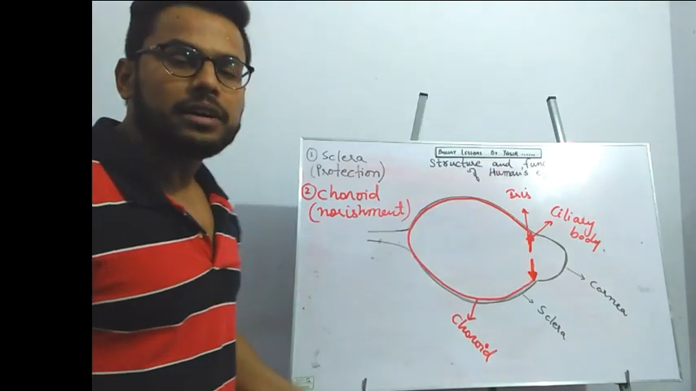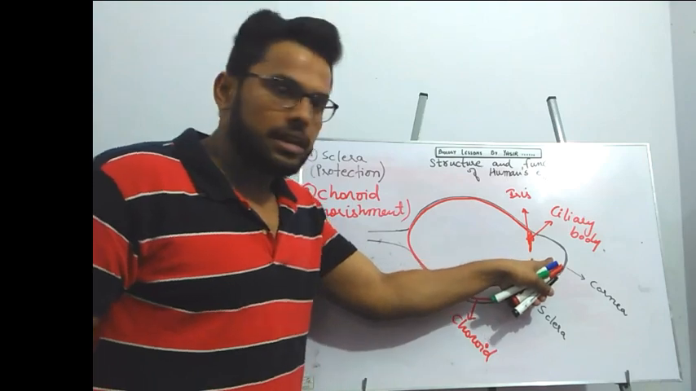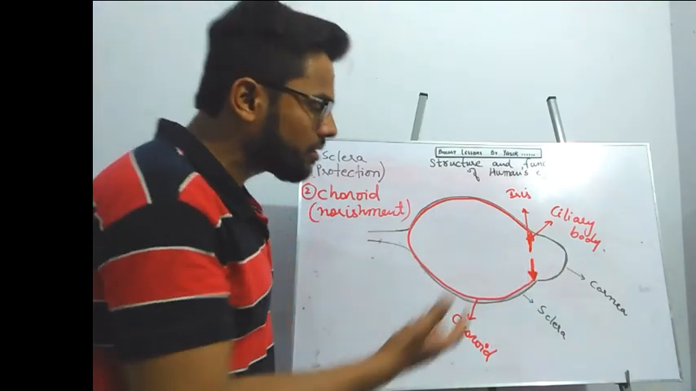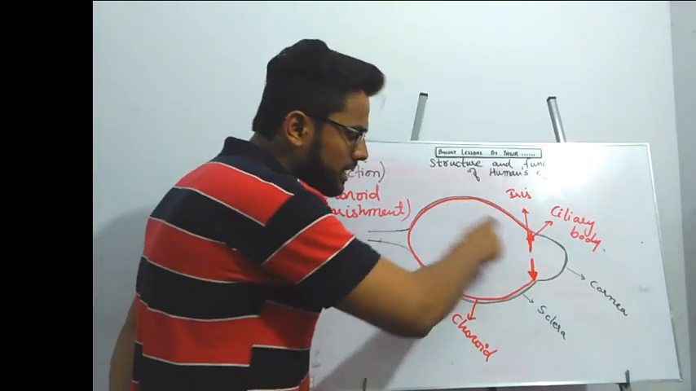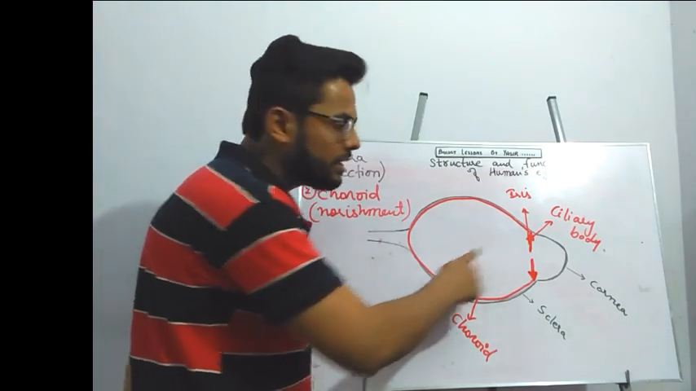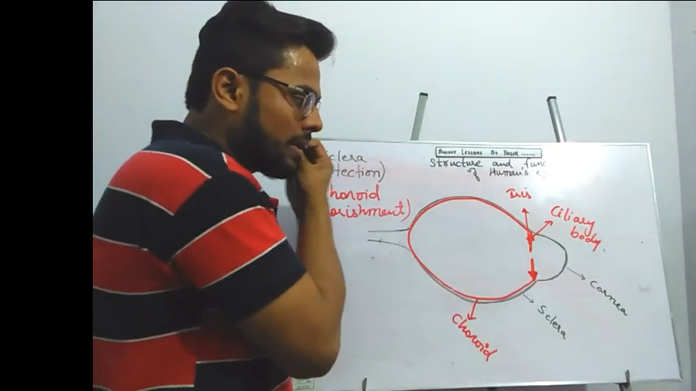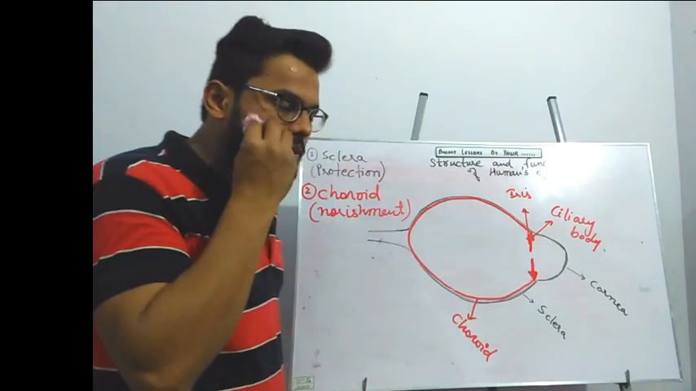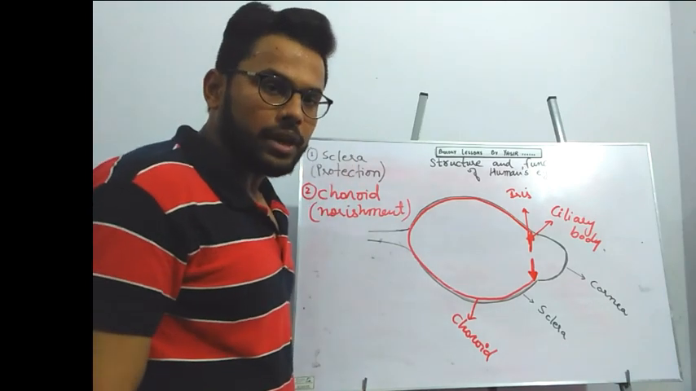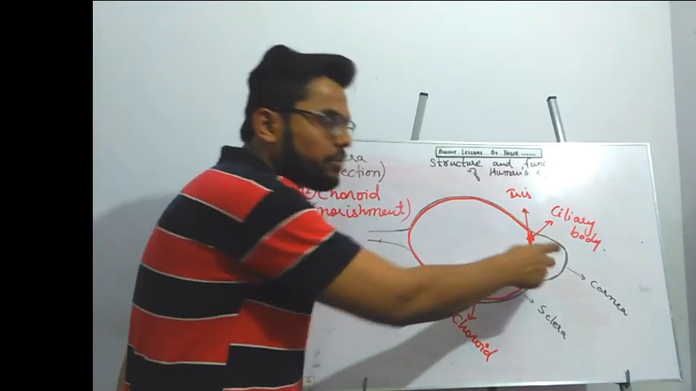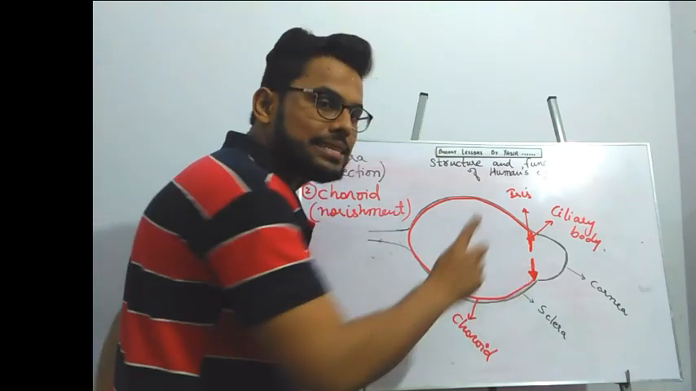The ciliary body has the function of production of the aqueous humor in the anterior part of the eye. Aqueous humor and vitreous humor are two types of fluids which are present in the eye. Posteriorly, this cavity is called the vitreous chamber. Anteriorly, this cavity is called the aqueous chamber. The aqueous chamber is filled with aqueous humor and the vitreous chamber is filled with vitreous humor. These are the watery and jelly-like fluids which are produced by the ciliary body.